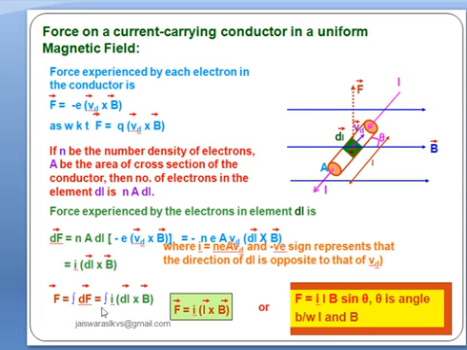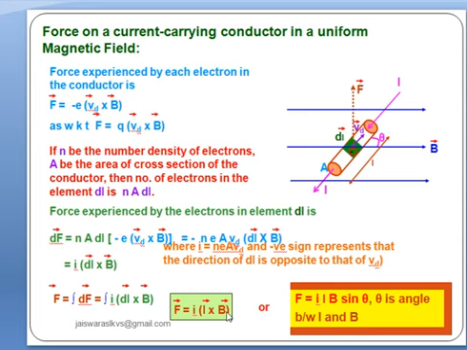Similarly, by integrating on both sides, we will get F = I, with the integral of dl written as L for the total length of the conductor, L × B. So that is F = I L × B. This is the magnitude of force experienced by a current carrying conductor placed in the uniform magnetic field. So this is in vector form, that is F = I (L × B).